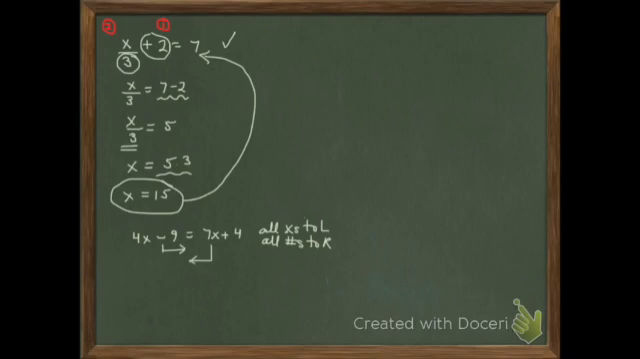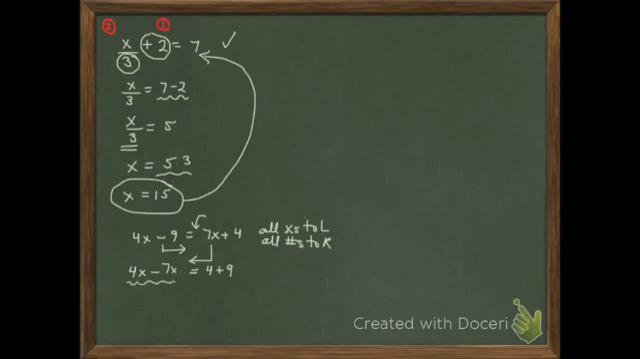What's the opposite of subtracting 9? Adding 9. So I'd get 4 plus 9. What's the opposite of 7x? If it's no sign, it is a plus sign. So the opposite of plus 7x is minus 7x.